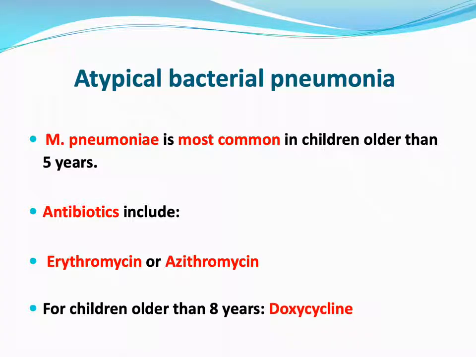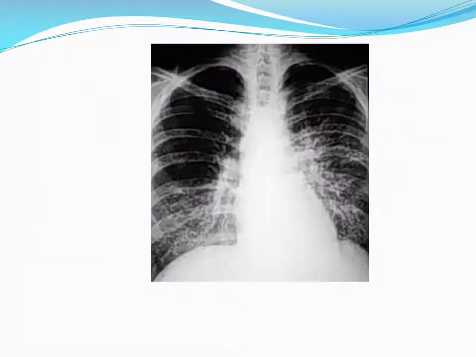For atypical bacterial pneumonia, Mycoplasma pneumoniae is the most common cause in children older than 5 years. Antibiotics for the treatment of atypical bacterial pneumonia include erythromycin or azithromycin, and for those older than 8 years, doxycycline is used. This chest X-ray shows the typical bilateral involvement of both lungs in the lower lobes, characteristic of atypical pneumonia.